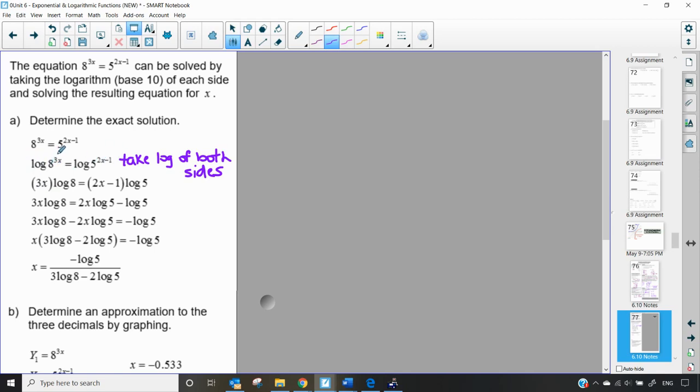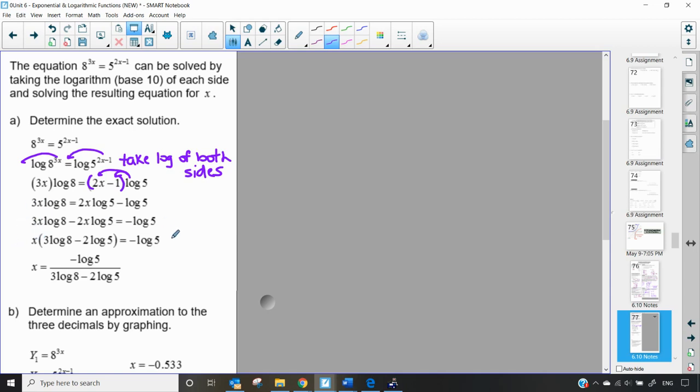Now from here we're going to simplify using our log laws. So the 3x is going to come forward and the 2x minus 1 is going to come forward. Now notice the 2x minus 1 is in brackets because that represents an entire expression multiplied by log 5. So we have 3x log 8 and 2x minus 1 times log 5. So we multiply the log 5 through, so we're expanding 2x log 5 minus log 5. And our next step is to combine our like terms. So we're going to move the 2x over, so subtract 2x log 5. And now we have 3x log 8 minus 2x log 5 equals negative log 5.